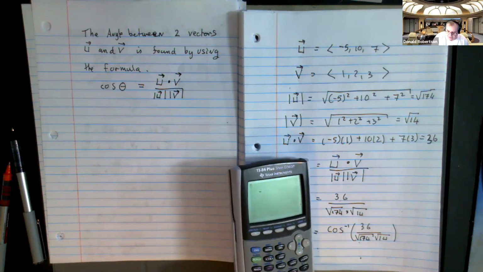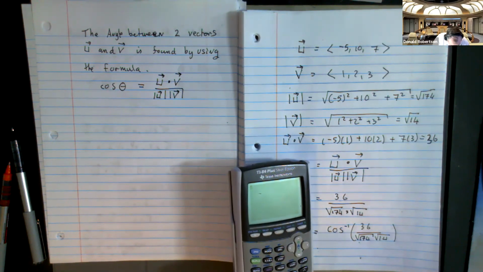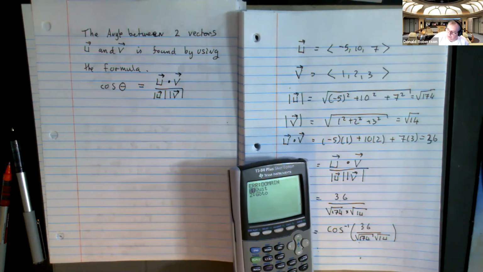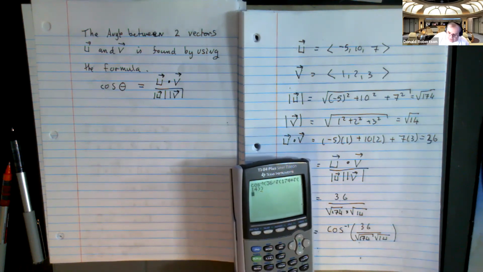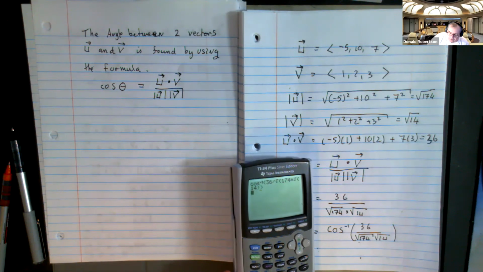Now, here is my first mistake. Inverse cosine of 36 divided by the square root of 174 times the square root of 14. Ooh. Didn't like that answer. There. Do you see anything wrong with the way that that question has been written down? Because it does look like it's okay, but it's not.